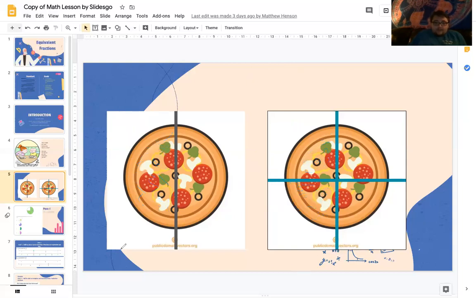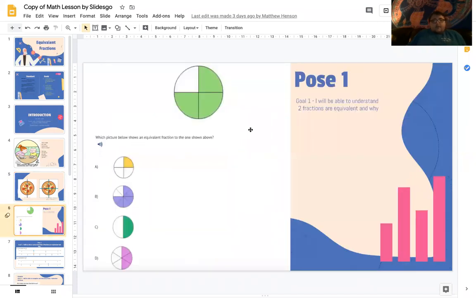Okay, so let's go to the next one. This is an actual problem from the assignment on USA Test Prep, and this is helping us understand why 2 fractions are equivalent. So the question says, which picture below shows an equivalent fraction to the one shown above?